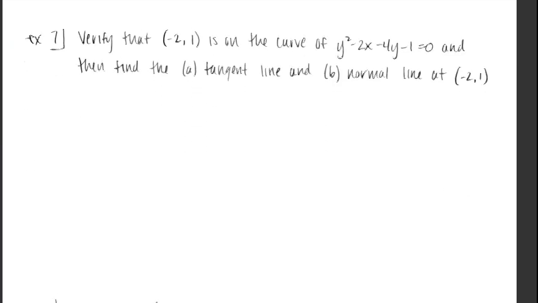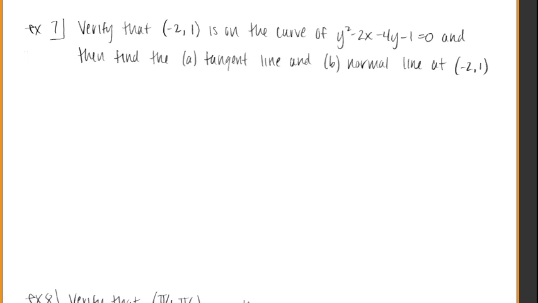Okay, example 7. With this example, they're wanting us to do a couple things. First of all, we want to make sure that negative 2, 1 is for sure a point on this curve. So we're just going to plug it in and make sure that I get 0 equals 0. And then we're going to find two things, both the tangent line and the normal line. The tangent line is the one that runs almost parallel to the graph at a very specific point. And the normal line is the line that runs perpendicular to the graph at that very specific point. So that's what we're going to find. There's two different things. But first of all, let's go through and do the verification part.